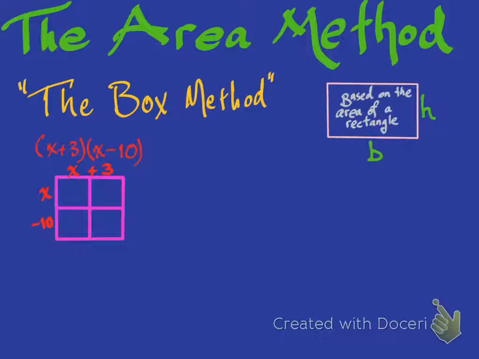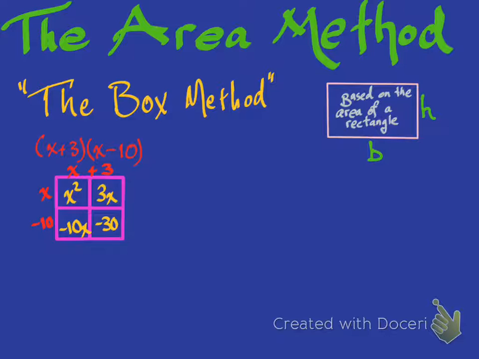The upper left-hand box, x times x, is x squared. Then go to the right. One side of the upper right-hand box is x, and the other side is 3. Multiply those, and you get 3x. The lower left-hand box is negative 10 times x, negative 10x, and the lower right-hand box is negative 10 times 3, which is negative 30. So you've got all the numbers inside the box.